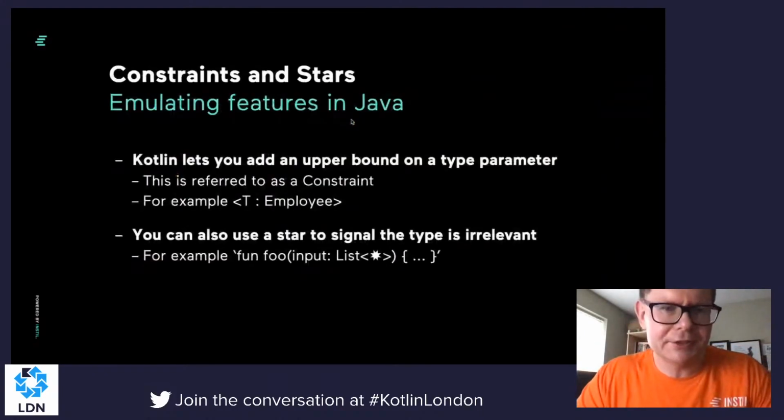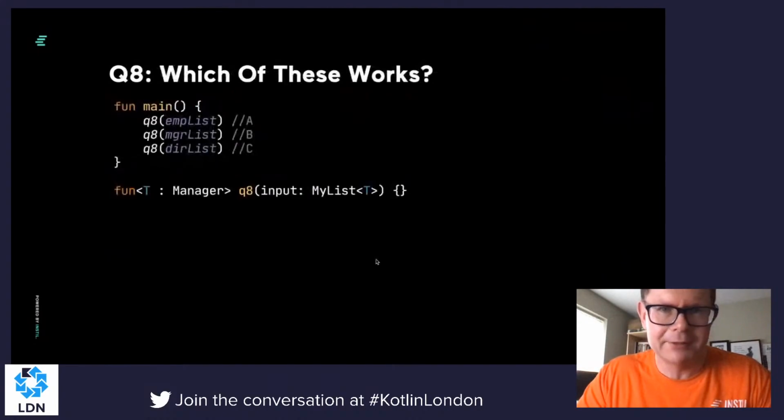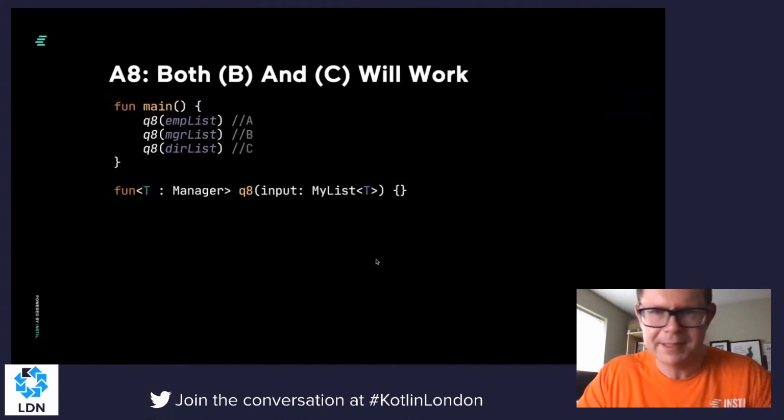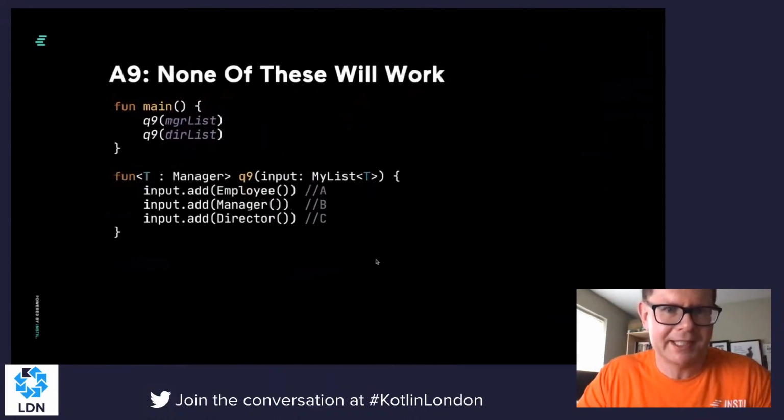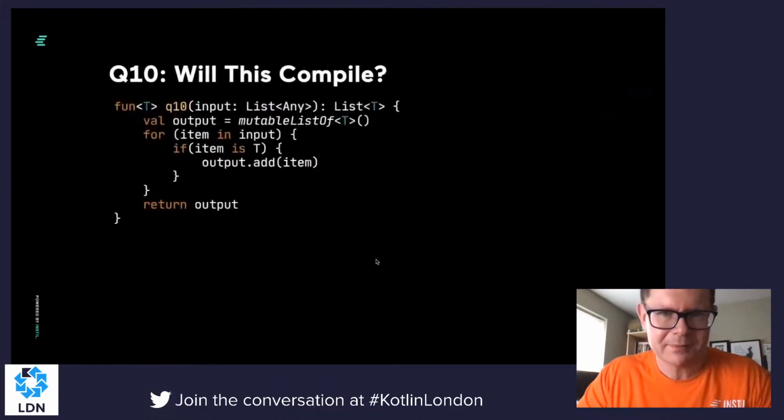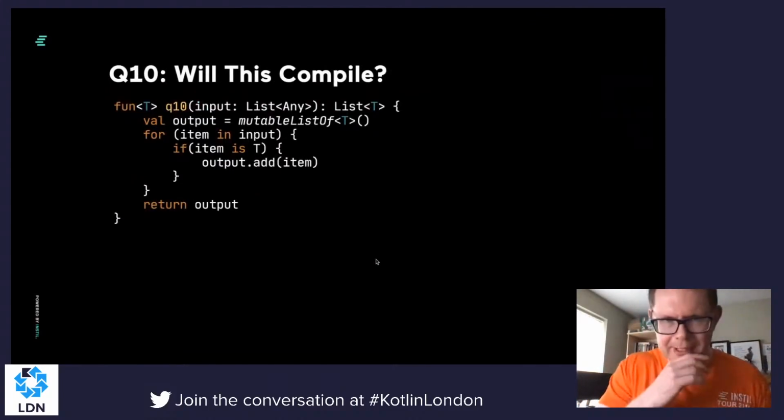And then you can also do constraints on generic types. So we can say T : Employee, so that effectively adds an upper bound, and you can use the star to mean of unknown type. So that is the equivalent of the question mark in that case. And again, these work the way you would expect. So much for our wildcards.